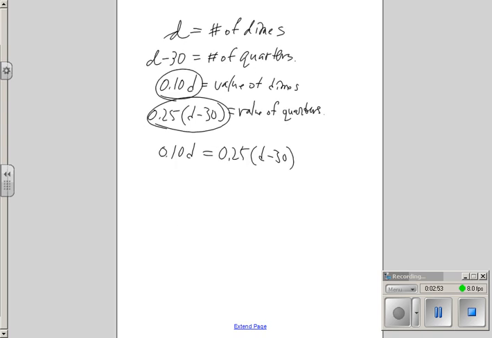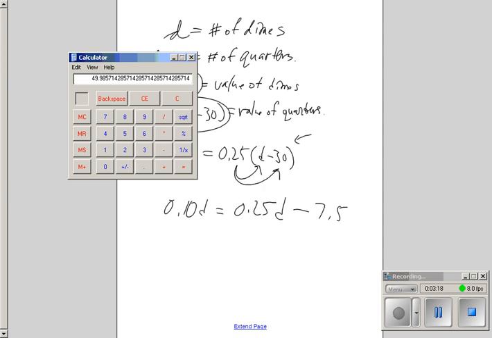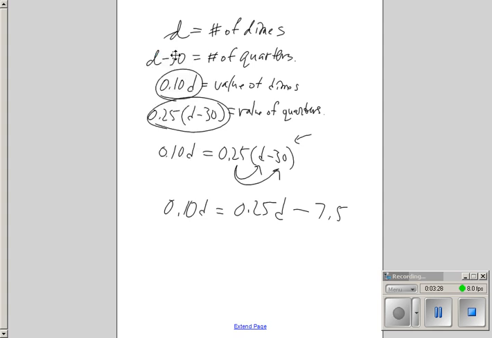Now we isolate the variable. We have variables on both sides, and we have the distributive property, so we're going to simplify that first. 0.10D equals 0.25 times D. Take away, what is a quarter of 30? Well, half of 30 is 15, so a quarter of 30 is 7.5. If you don't believe me, you can take your calculator and go decimal 25 times 30 equals 7.5. A quarter of 30. So it's minus 7.5.